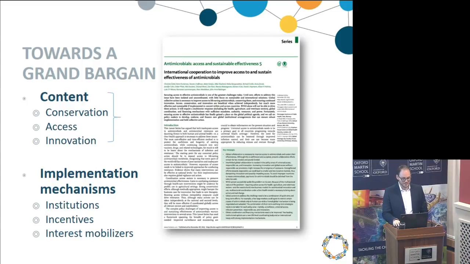So there's a lot of people who have published, for example, this paper that I was part of in The Lancet that focused on what do countries have to do in order to conserve, promote access and innovation for antimicrobials. The challenge has been more around the implementation mechanisms. So what would an international treaty on antimicrobial resistance actually look like? So if countries decided to come together and have an agreement, what kind of provisions would they put in?